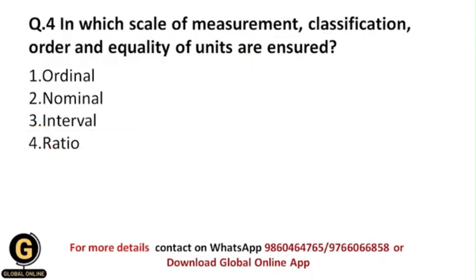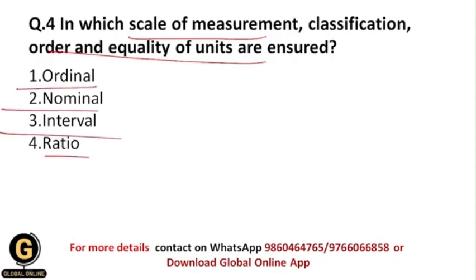Now next is, in which scale of measurement are classification, order and equality of units ensured? So whether it is ordinal, nominal, interval or ratio. So here again they have given you the names of 4 scales of measurement, but we need to identify only one scale of measurement which has classification, which has order and which has equality of units as well, and all of these things basically are ensured in this scale of measurement.